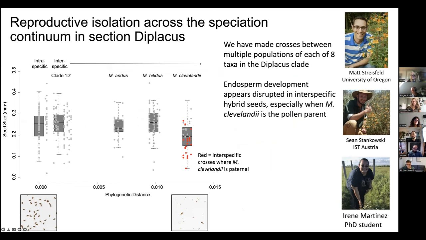And we find that as we go from intraspecific on the far left, this is a plot of seed size, again looking at endosperm development. The further we go along the phylogenetic distance, we get to the crosses involving clevelandii, where we start to see really big problems in seed development. They're most apparent when clevelandii is the paternal parent, which is consistent with some of the expectations we have under parental conflict.